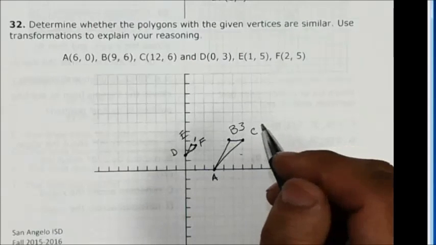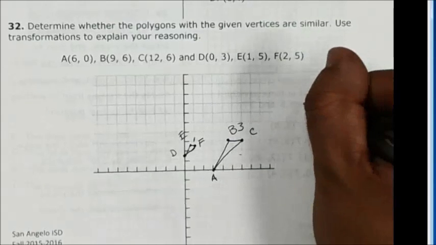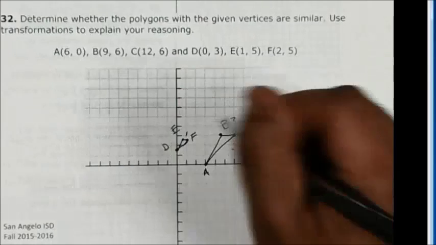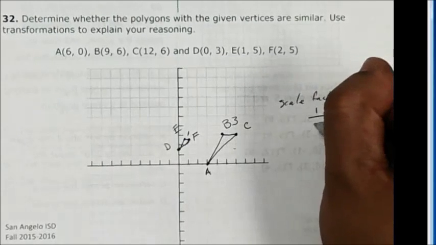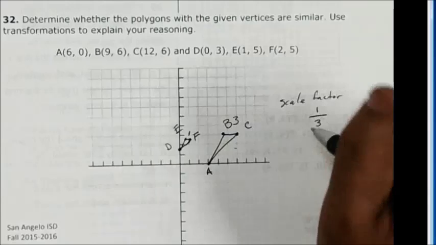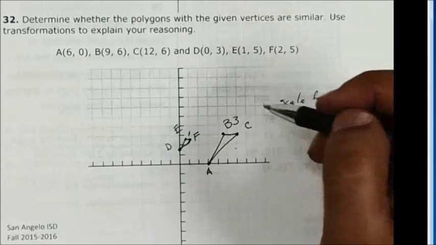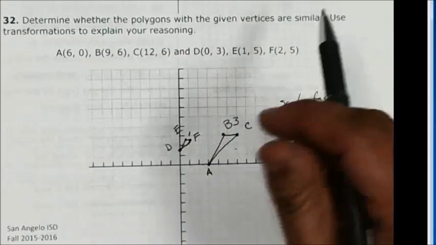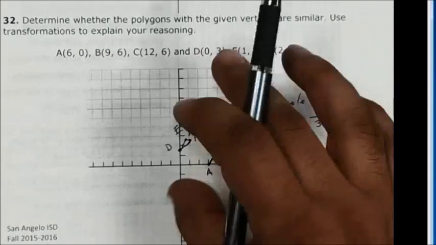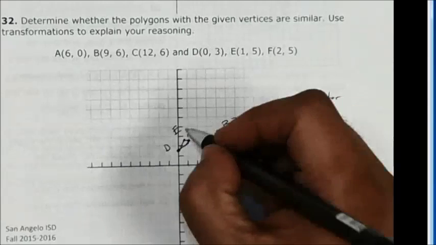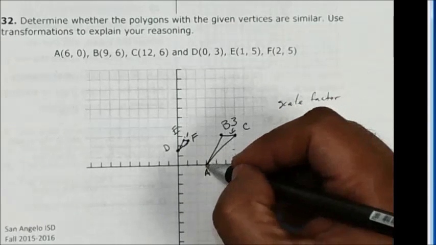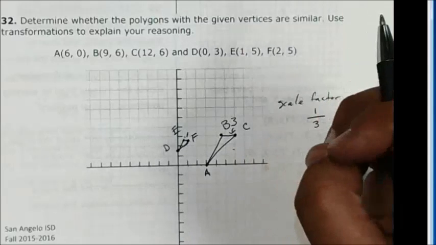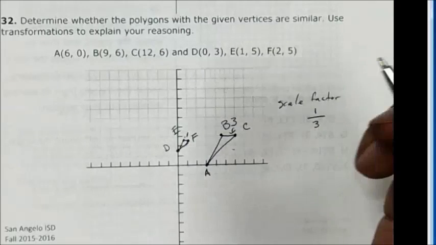Alright, so I know my scale factor. In order to find the scale factor, I have to take the image, which is 1, over the pre-image, which is 3. So that's my scale factor. So I know I'm shrinking it. And then I have to count what's happening, because it looks like I'm still in the same orientation. This length is 3 units. This length is 1 unit. And then I have to figure out how I'm moving across the X and Y coordinate plane.